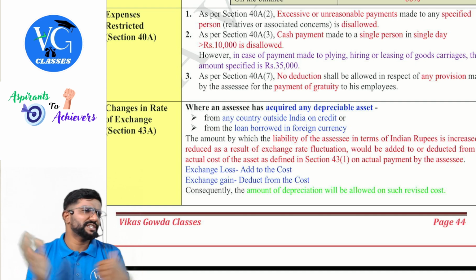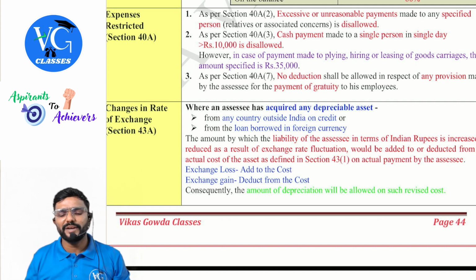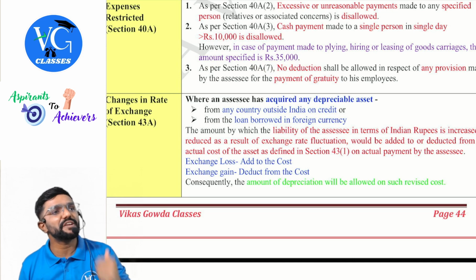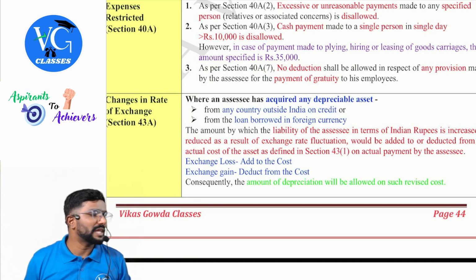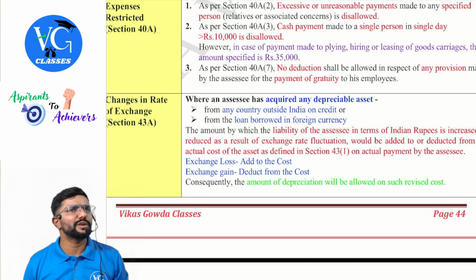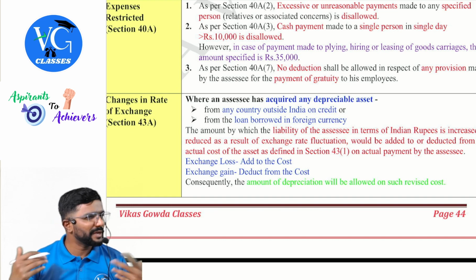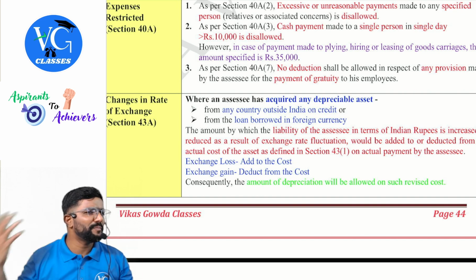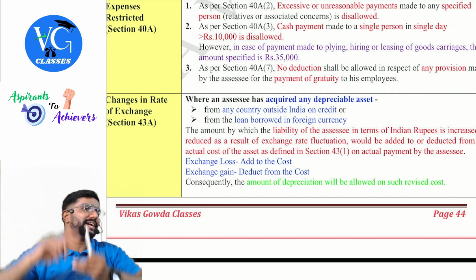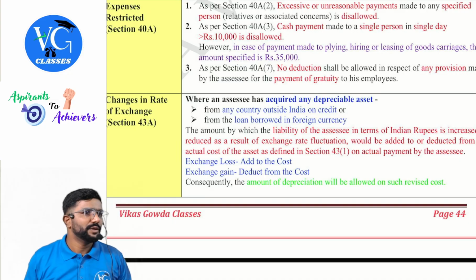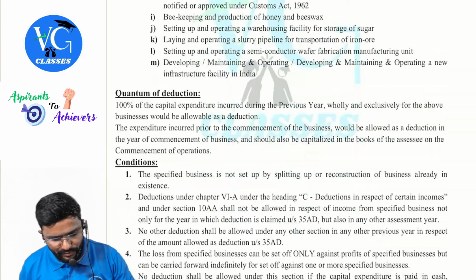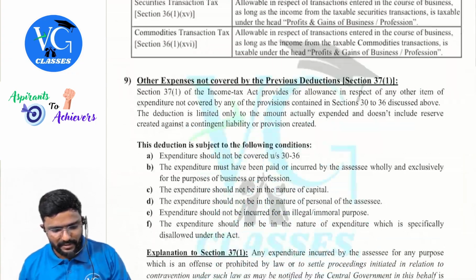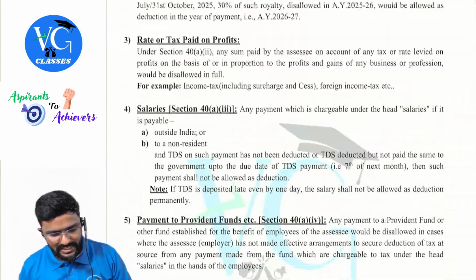That is 40A(3), and it has some exceptions. But see, 10,000 is the normal limit. If the payment is made for goods carriage, then the limit is extended to 35,000. There are certain exceptions also under Rule 6DD, where you can make payment in cash beyond these limits, like payments to farmers where there is no banking facility, or payments to banks, which are allowed. I will just show you, because if they have tested on it, you should know what is covered in Rule 6DD.